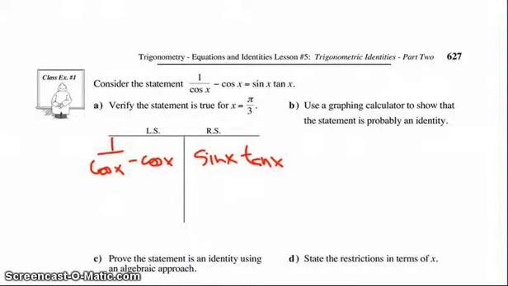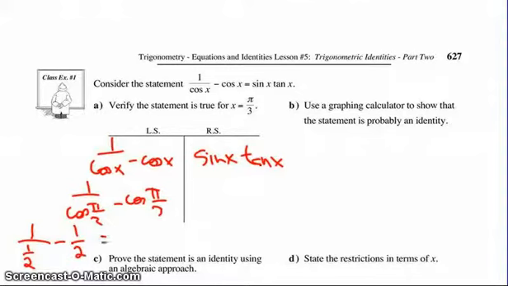All right, so it says verify. First off, we're supposed to verify this statement is true for pi over 3. So I plug in pi over 3, and 1 over cosine pi over 3 minus cos pi over 3. What is that equal to on this side? What is the cosine of pi over 3? That is 1 divided by the cosine of 60 degrees, which is 1/2, minus 1/2. That's equal to 2 minus 1/2, which is equal to 3/2.